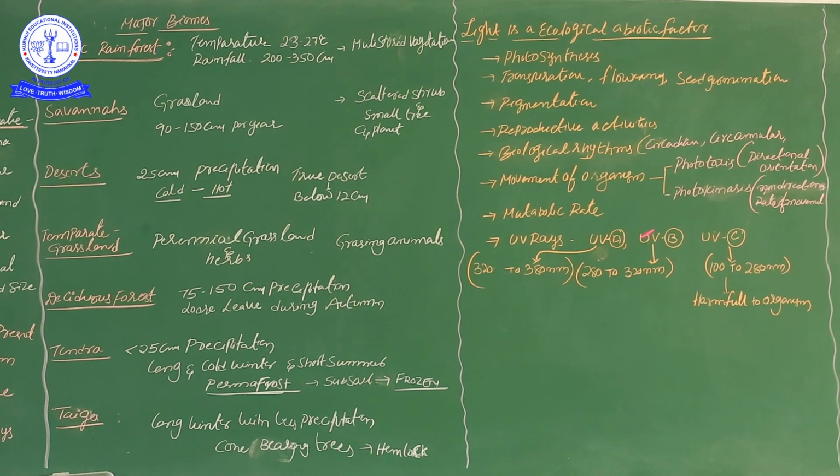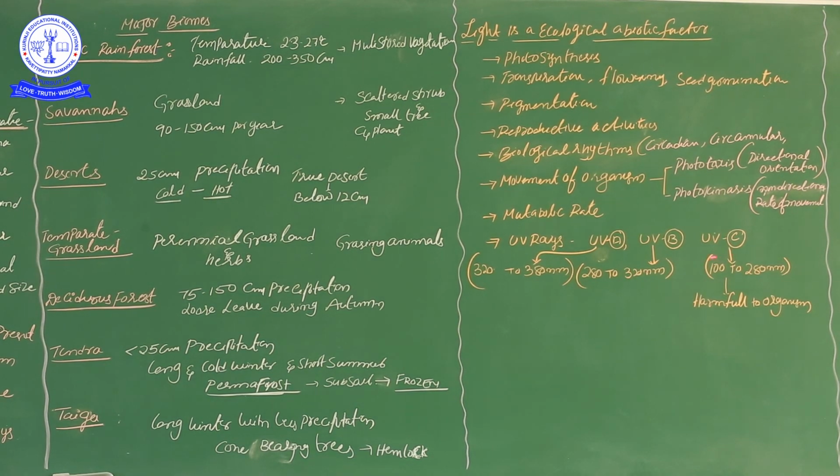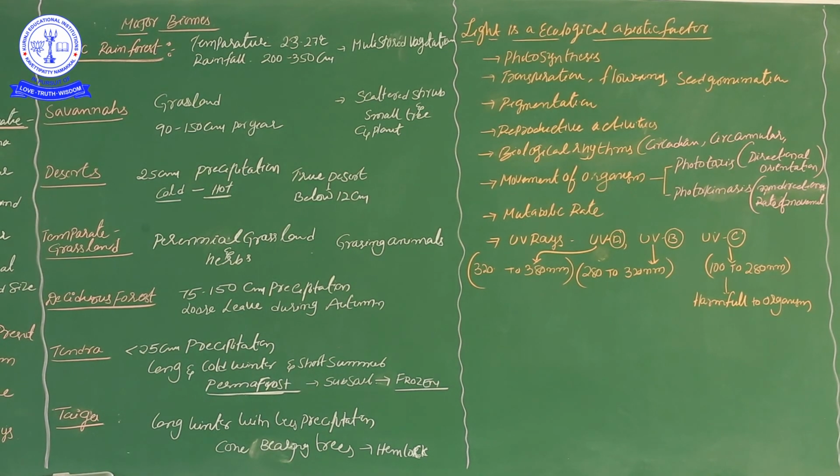UVA and UVB are not much of a problem to humans or organisms, but UVC rays, which have a very short wavelength, are harmful to organisms and can cause cancer. So in this chapter, in these side headings, we have seen how light influences organisms, and what different types of biomes we discussed here.